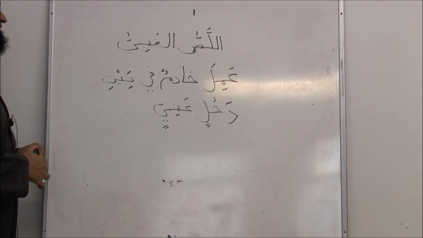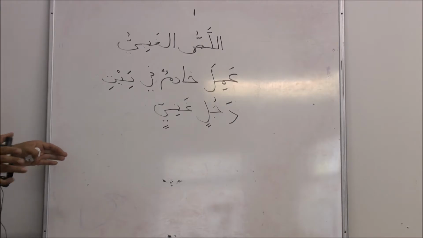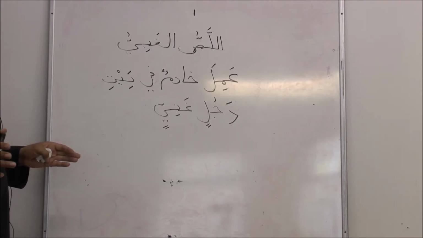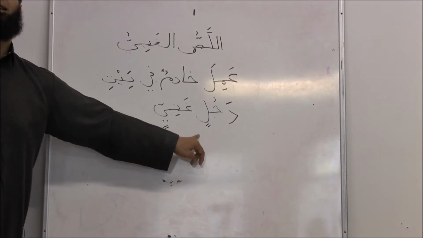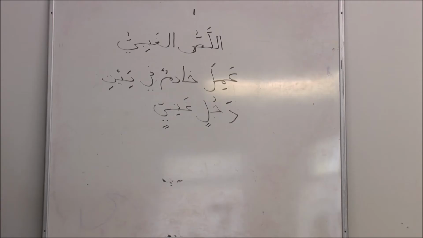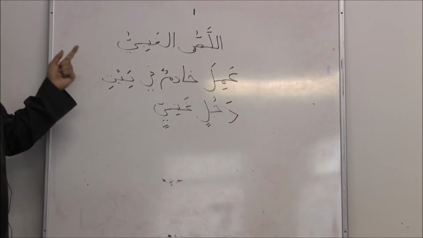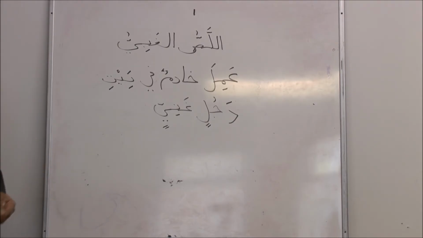We had to do that slowly because you need to understand this. Very important, right? It now matches Rajulin. Therefore, it's a sifatun of Rajulin, a rich man. Right? Amila khadimun fi bayti Rajulin ghaniyin. Right?